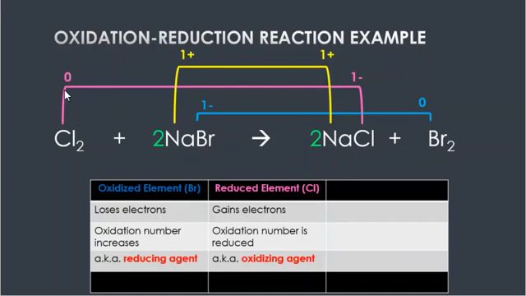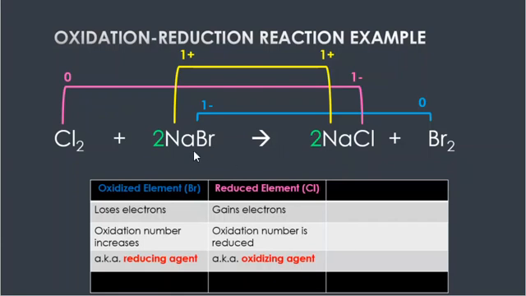Chlorine goes from 0 to a -1 oxidation number. It can do that by gaining electrons. So you'll notice the oxidation number is reduced or more negative. Because it is the reduced element, it can also be categorized as the oxidizing agent.